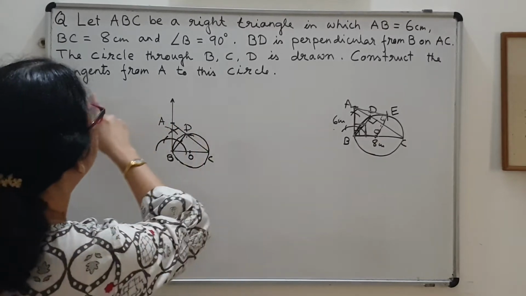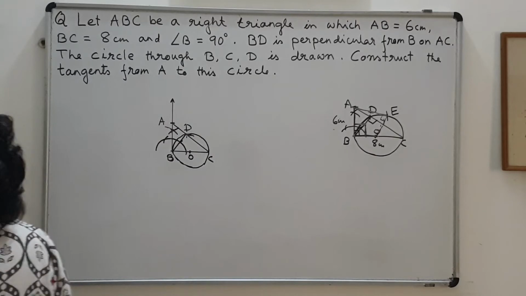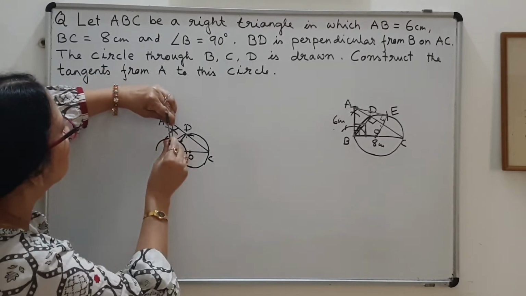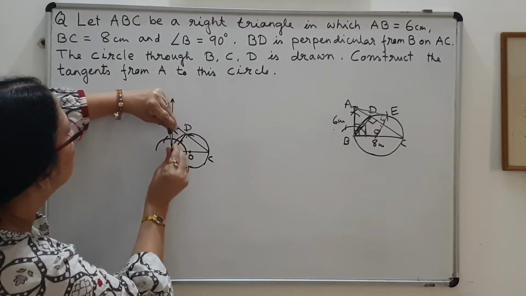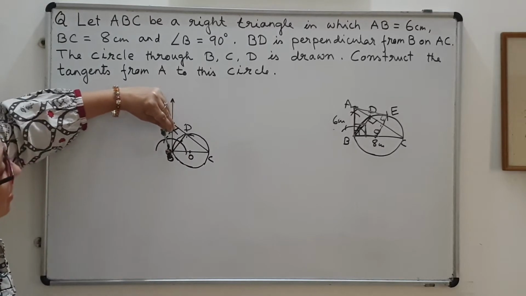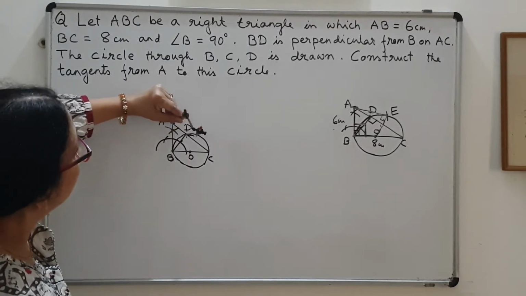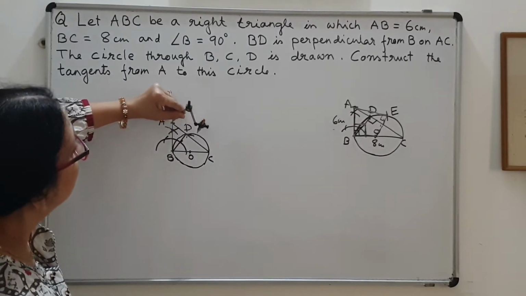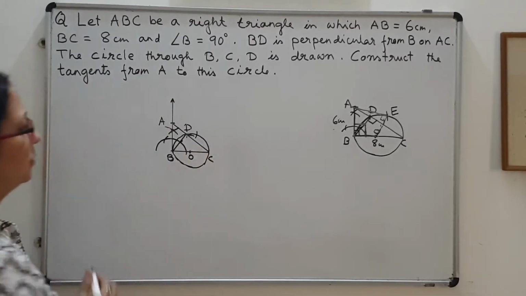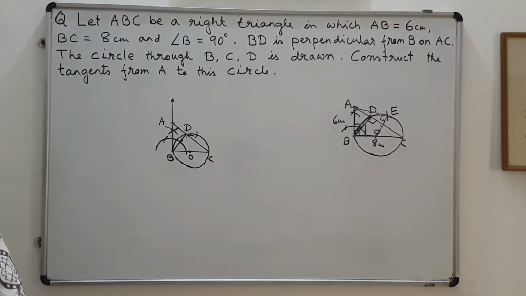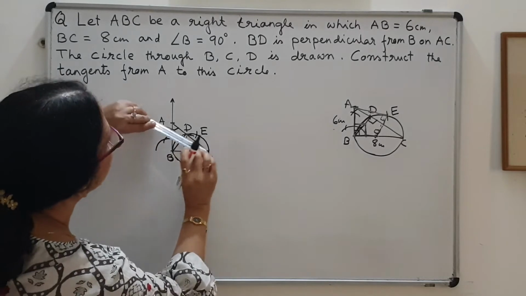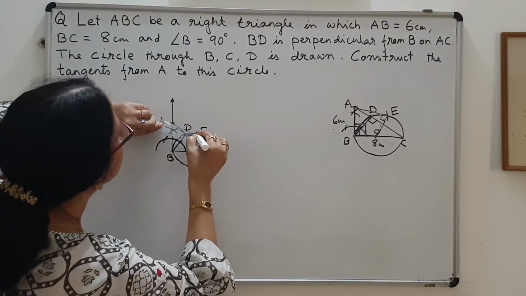Now next is to construct the tangents. AB is already a tangent. Now what to do? With A as center and AB as radius, that is 6 centimeters, I have taken this as the radius. Then I draw an arc to cut the circle here. And I name this point E. Then I join AE to get the other tangent.